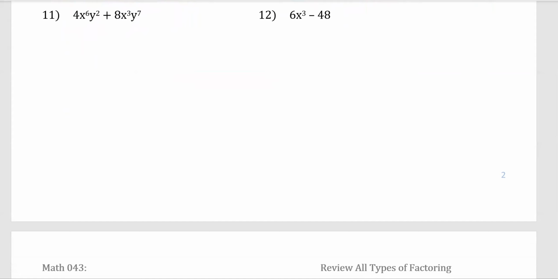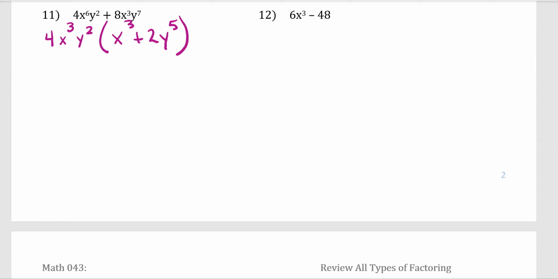Number 11, greatest common factor, 4 and 8. They share a variable x. The greatest common factor is the one with the smallest exponent. Same with the y's. Multiply it back together just to make sure you are correct.